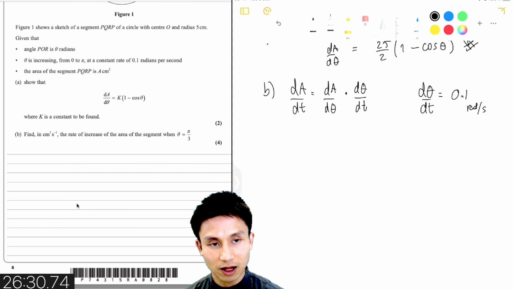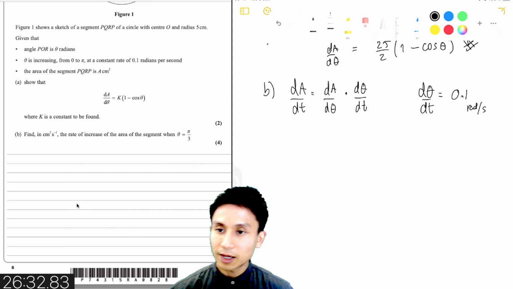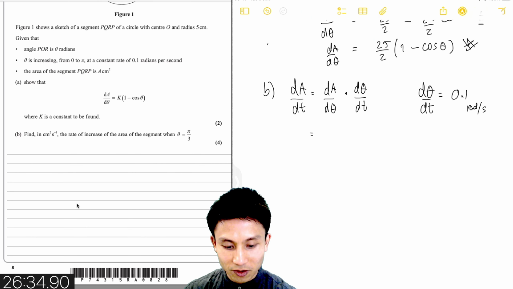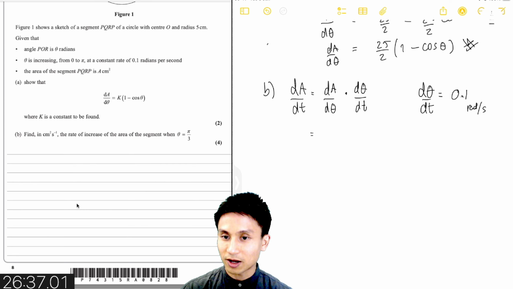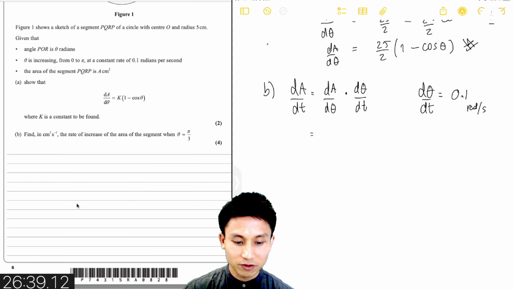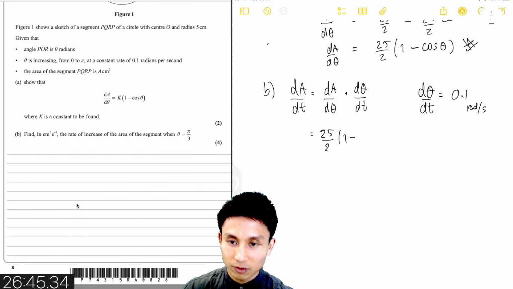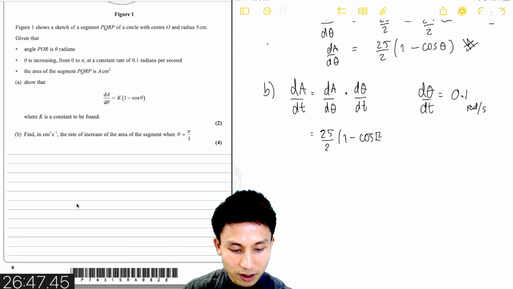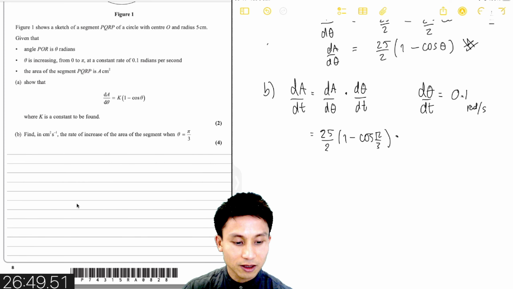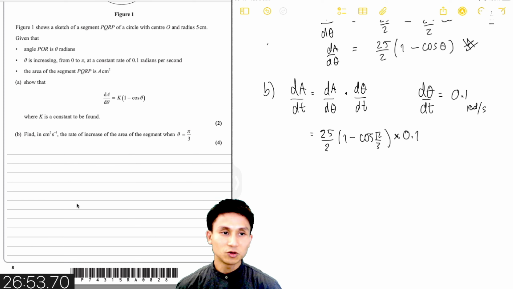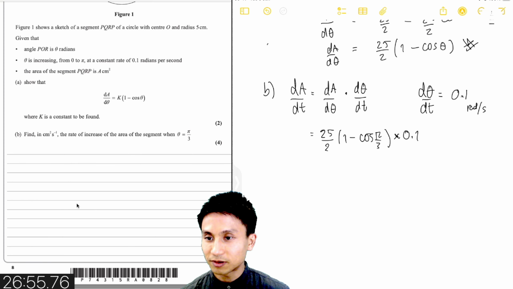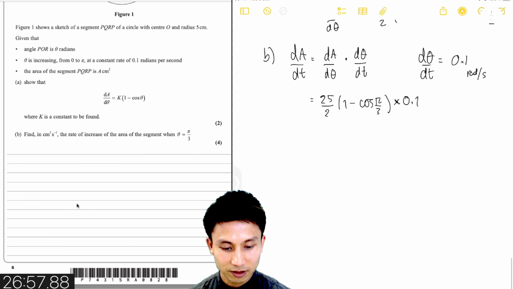So we can use that value. And dA by d theta seems to be already derived up there, right? And when theta equals pi/3, we're just going to plug in everything. So this is 1 minus cos of pi/3, times d theta by dt, which is 0.1. If we do that math, we're going to get the rate of increase of the area.